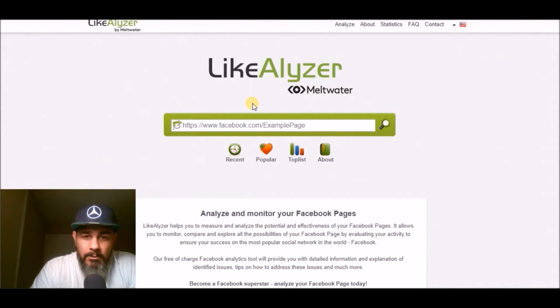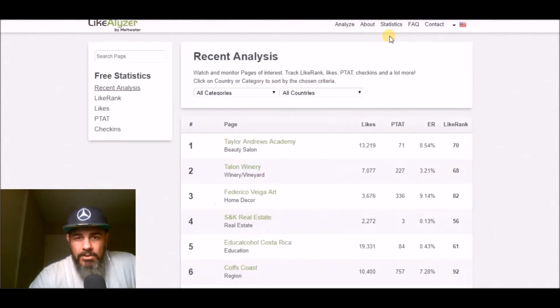So that being said, we're not talking about using Likealyzer to do analysis like that today. I found out something else I can do that's saving me some time, so I wanted to share it with you. What we're going to do is come up here to statistics and click on the statistics page.